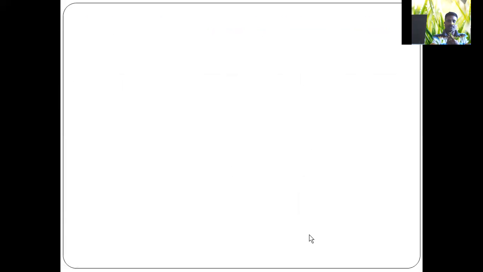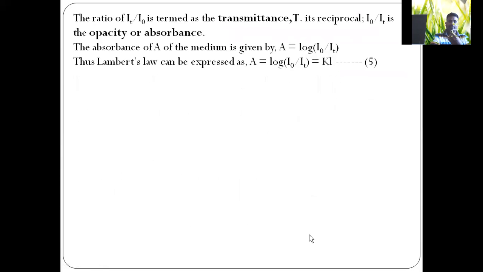Then after equation number 4, the ratio of IT by I0 is termed as the transmittance T. Its reciprocal I0 by IT is the opacity or absorbance. Therefore, the absorbance A of the medium is given by A is equal to log of I0 by IT. Thus Lambert's law can be expressed as A is equal to log of I0 by IT, which is equal to capital KL, equation number 5.